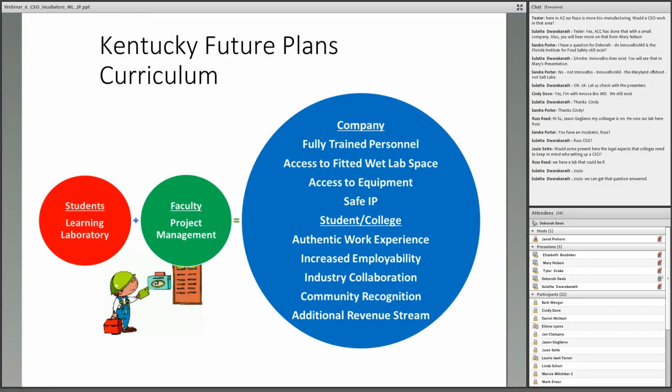The project management curriculum for faculty is being developed by Austin Community College, and this curriculum, when it's finished, will be made available for everyone, for everybody's use.